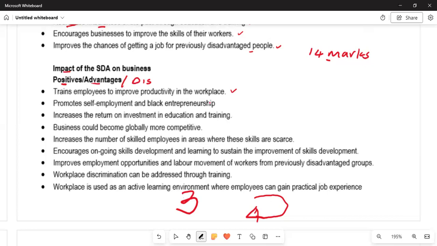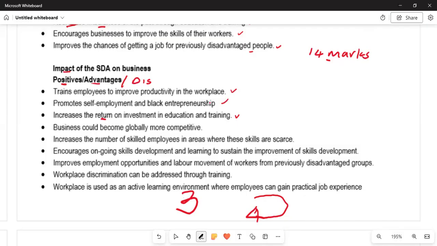And training. So what is the return on investment that we are talking about? We have talked about the learnerships that are going to be provided by the sector. The return on investment is the outcome, and the outcome is the competent employees that you're going to find. This is why we are saying it increases the return on investment in education and training.